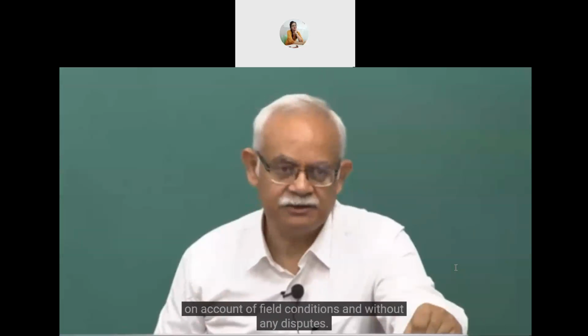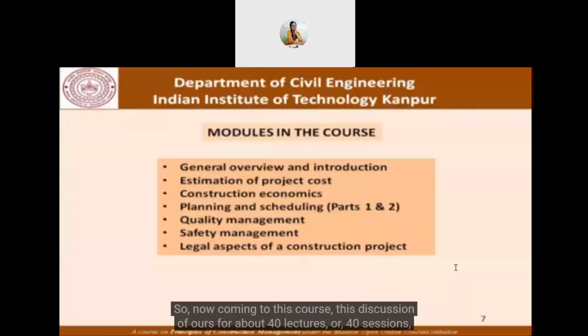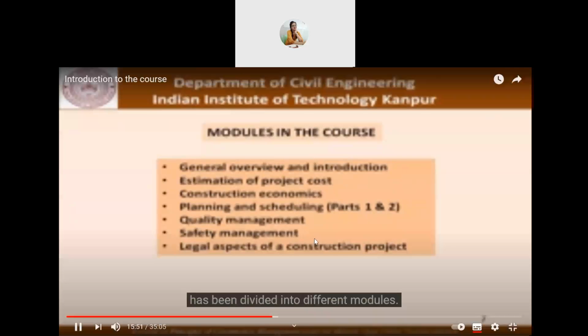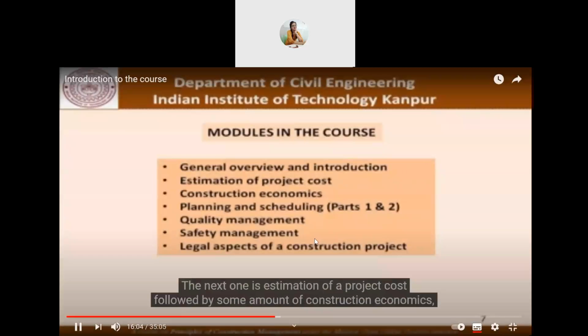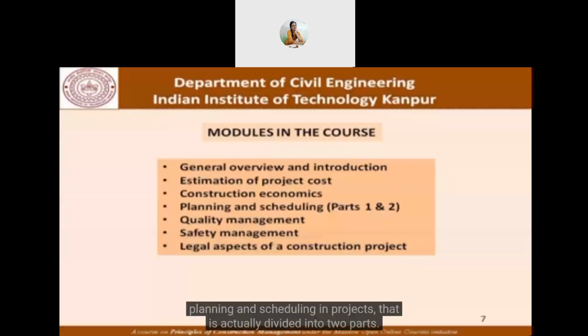So now coming to this course, this discussion of ours for about 40 lectures or 40 sessions has been divided into different modules. What we are starting to do today is some amount of construction economics, planning and scheduling in projects. That is actually divided into two parts. We have quality management, safety management, and finally, legal aspects of a construction project.